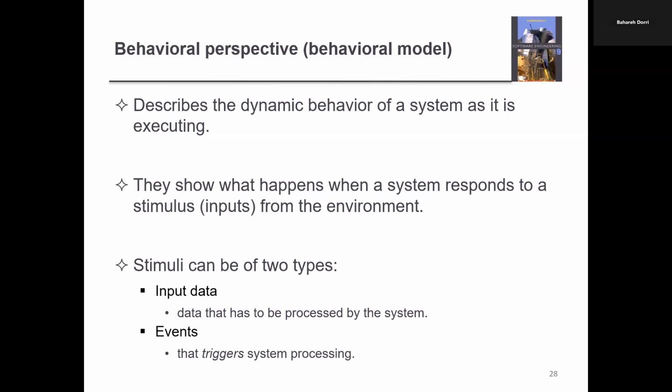Now, there are two types of stimuli, data stimuli and event stimuli. So in the data stimuli, that's information that the system needs to process. For example, a user submitting a form or uploading a form. Event stimuli are more like triggers. They kick off a specific behavior or action in the system. Think of a timer expiring, a button click, or a sensor going off.